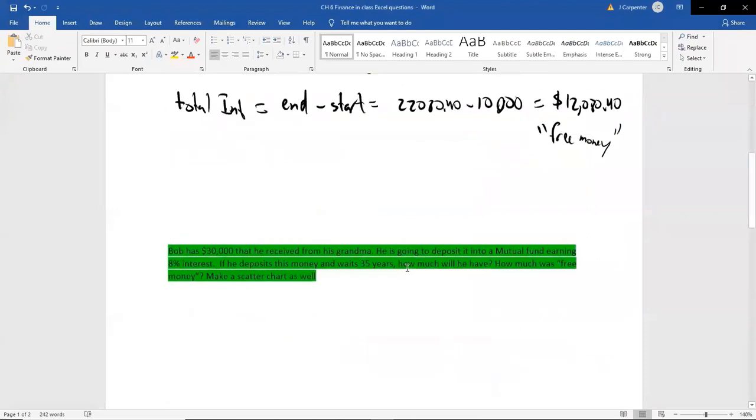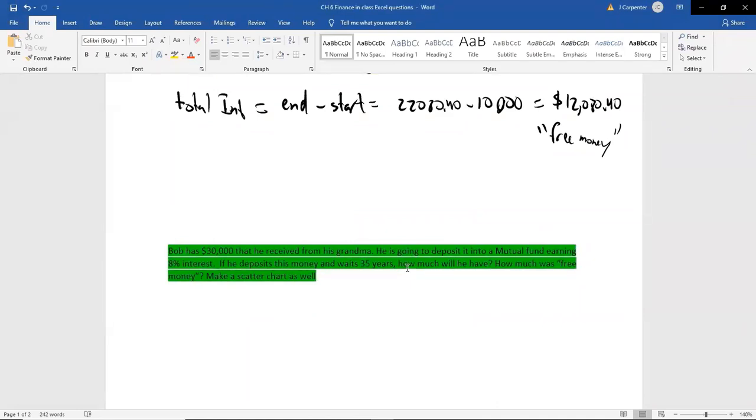How are we on time? We got time. Bob has $30,000 that he received from his grandma. Very nice grandma, or maybe this is the sad story. I don't know, but Bob got $30,000. Maybe Granny got $3 billion investing, and she's just giving away 30 grand like it's nothing.